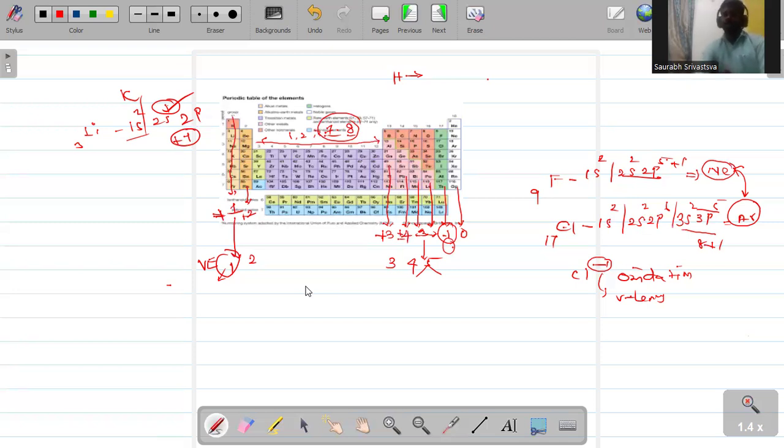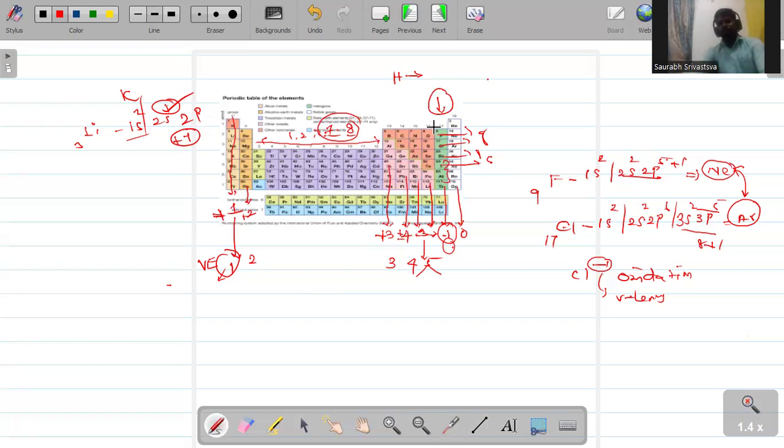Then when it becomes stable, when it involves bonding with other elements, or when it attains a noble gas configuration, then automatically it will become stable. So that's the reason we are saying this. Okay, and one question I asked: by nature, bromine is a liquid.